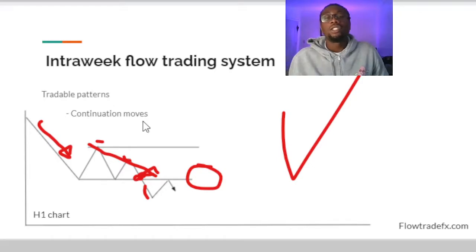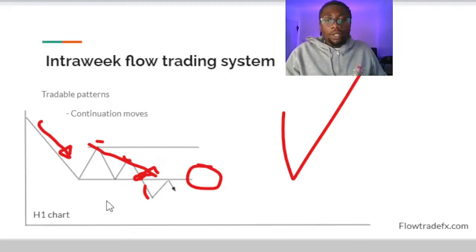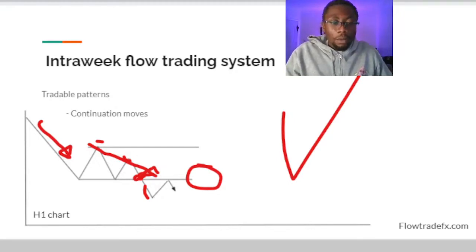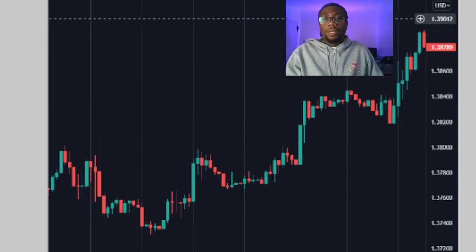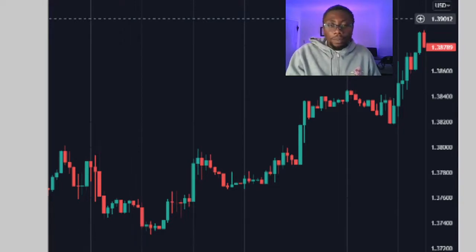Now I'm going to break down a chart example for continuation moves, and give me a second to set my screen up and I'll be getting right into that. All right, let's see. Okay, here we go. So with this one, price had been on an uptrend.